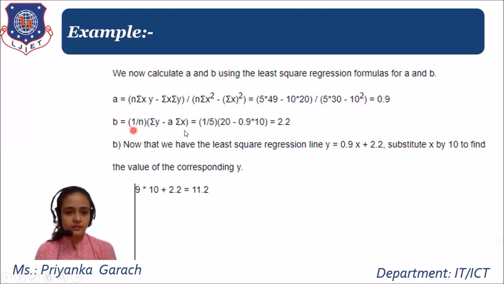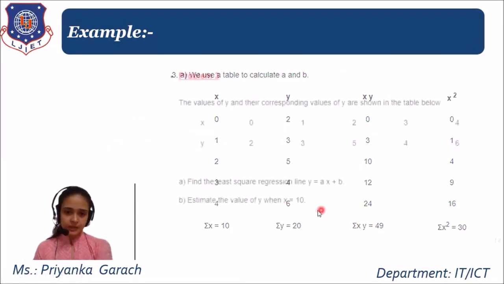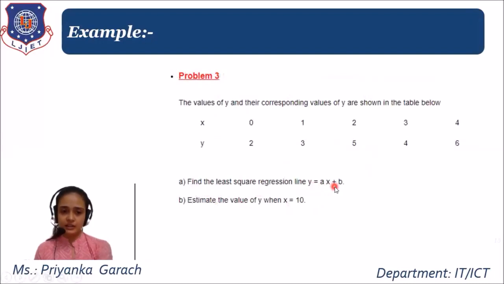Similarly, you can put all the values in the equation of b, and you will find the value of b as 2.2. So you want to find the regression line, that is y equals ax plus b. So just put the value of a, that is 0.9x, plus the value of b, 2.2. So this is my regression line, that is y equals 0.9x plus 2.2. This is my first answer of the question, that is, find the regression line.